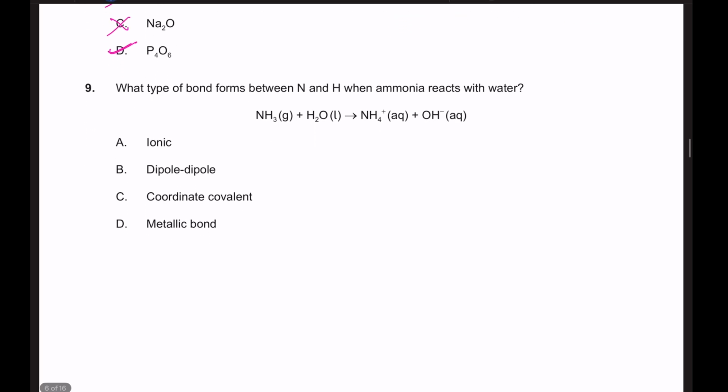Now question 9. What type of bond is formed between nitrogen and hydrogen when ammonia reacts with water? Basically, when ammonia reacts with water, this is the kind of reaction we can expect. This lone pair will attack water and this bond will break. If you check, hydrogen when it leaves H2O does not carry any electron on it. Hydrogen has 0 electrons on it when it leaves H2O because oxygen gets both the electrons and forms OH minus ion.